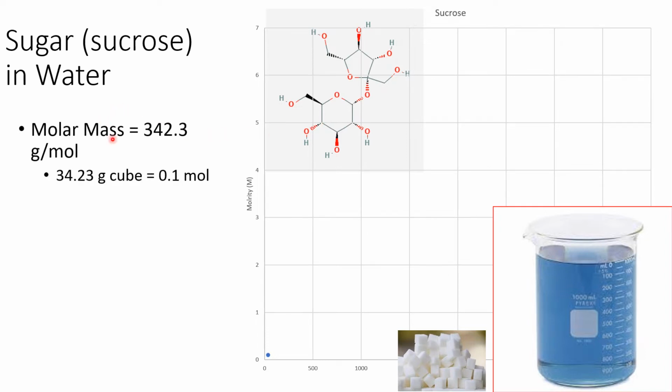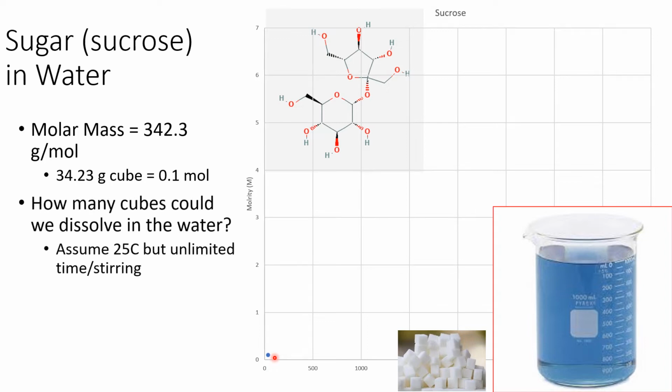Now the molar mass of sucrose is 342.3 grams per mole, right? So let's say that we have a 34.23 gram cube. Each of these cubes then is 0.1 mole of sucrose. All right, cool. So if we start dropping cubes into this water, I've got down here a point that's supposed to represent 0, 0. We start dropping cubes in, and what's going to happen?